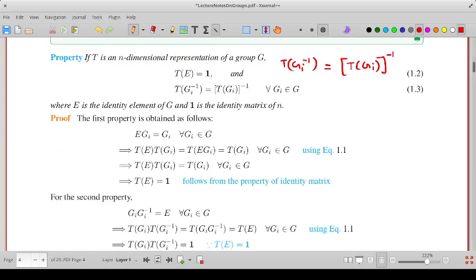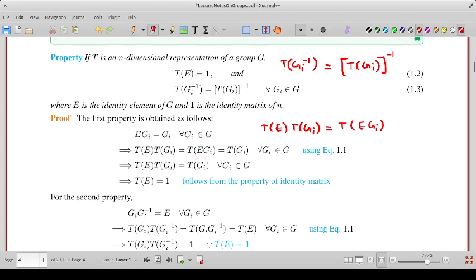Now we can prove the first property, that T of the identity element is the unit matrix of order n, in the following way. First, we note that since E is the identity element, E times Gi is equal to Gi for all elements Gi of the group. Then we consider the representation T. Te times Tgi, because this is a representation and therefore a homomorphism, should be equal to T of E times Gi. So that is what I have written here.